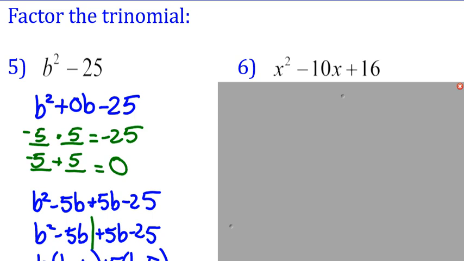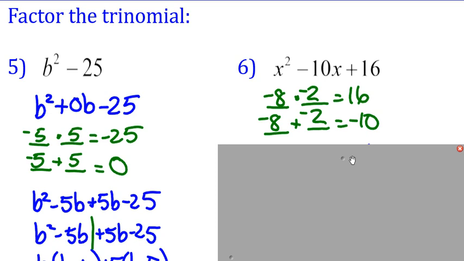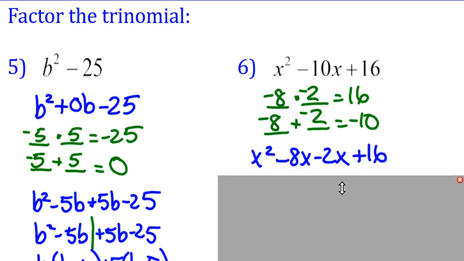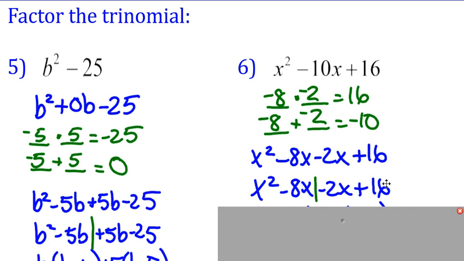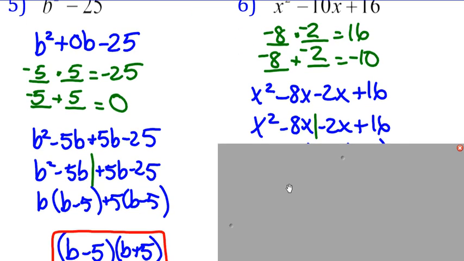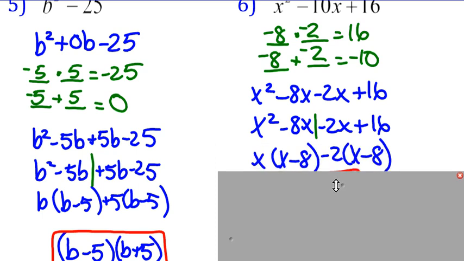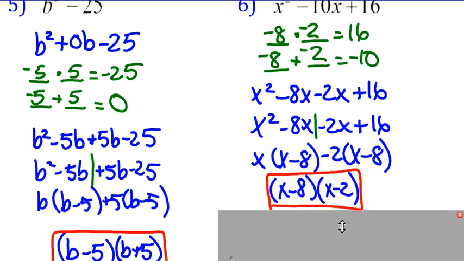For number 6, again, we look to see if it has a greatest common factor. In this case, it's 1, so we go to the second step, thinking what times what gives us 16, and what plus what gives us negative 10. We know that we could use a negative 8 and a negative 2 to make that happen, so we could write it as four terms, look at it in pairs, and divide out what they have in common. First pair we could divide out an x, and the second pair we could divide out a negative 2. So we'd have x times x minus 8 minus 2 times x minus 8. Here both pairs have the factor of x minus 8, and the other factor results in x minus 2.